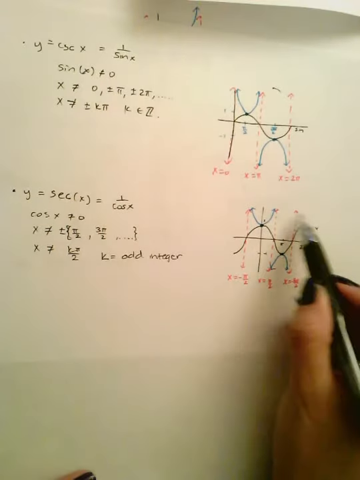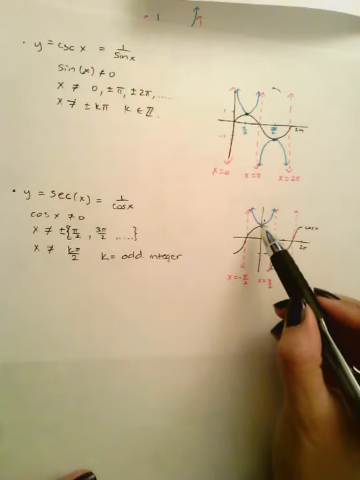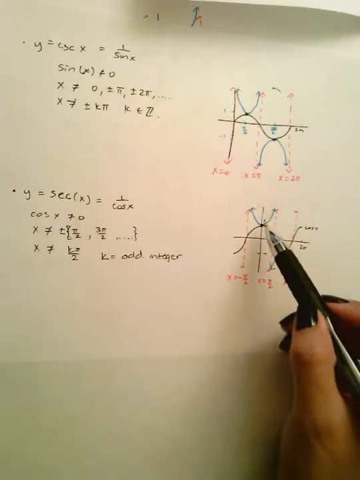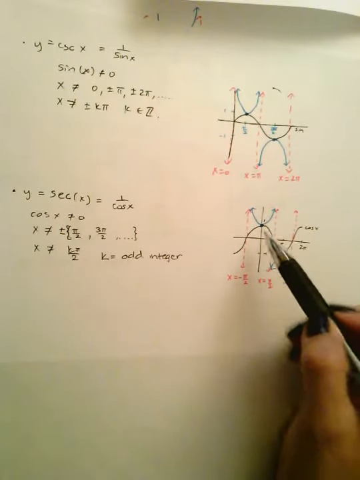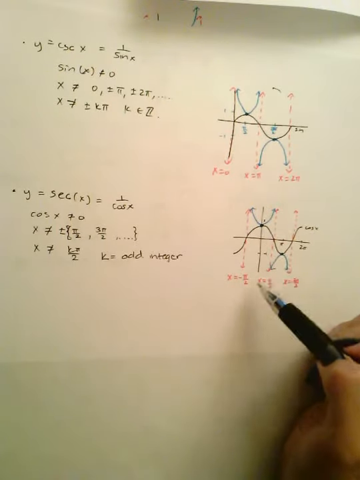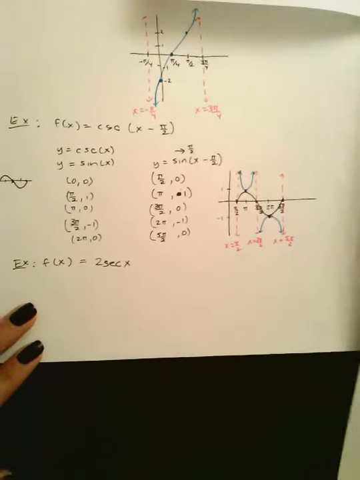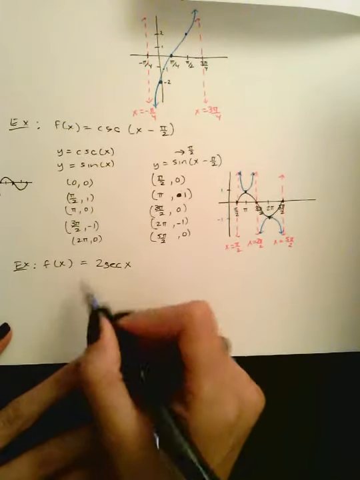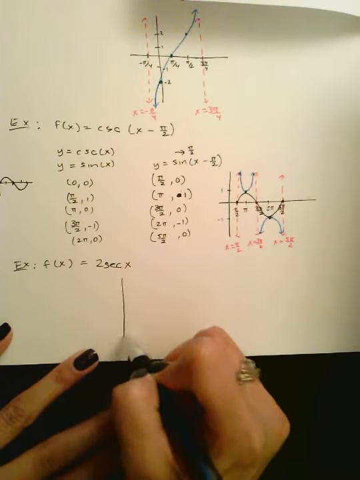So we'd have exactly the same function, just now oscillating above the 2 and below the negative 2. Alright, so 2 secant of x is going to look like the following.